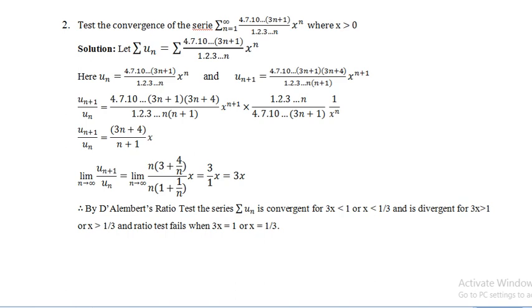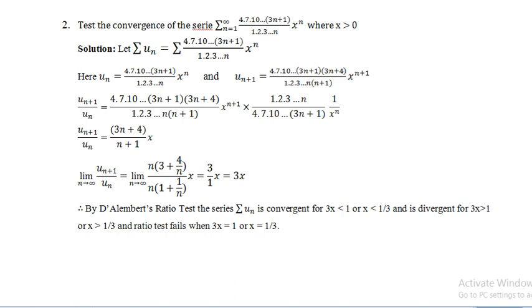In u n we replace n by n plus 1, which gives u n plus 1. In the numerator, 4, 7, 10, and in 3n plus 1 we replace n by n plus 1, which gives 3n plus 4. Similarly, in the denominator n is replaced by n plus 1, so the last factor becomes n plus 1, and the x power becomes x raised to n plus 1.